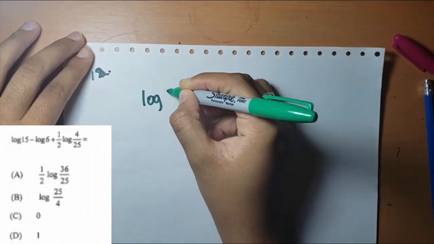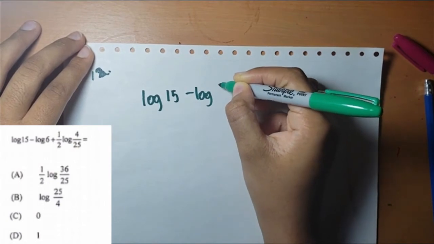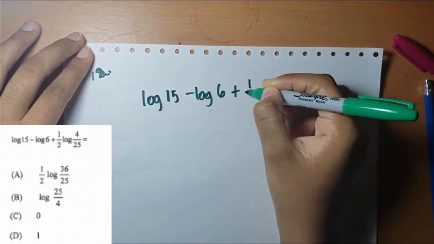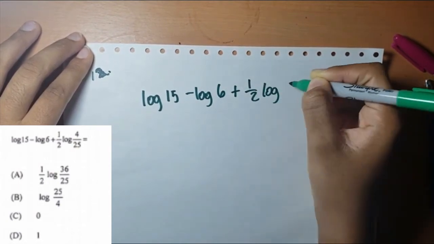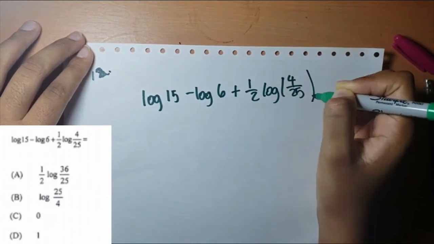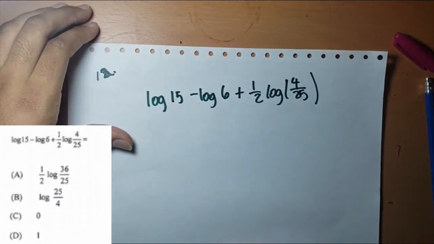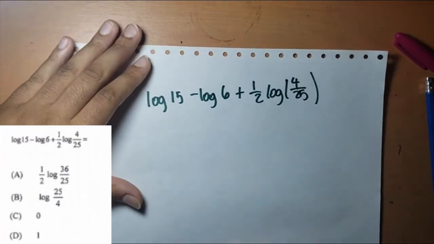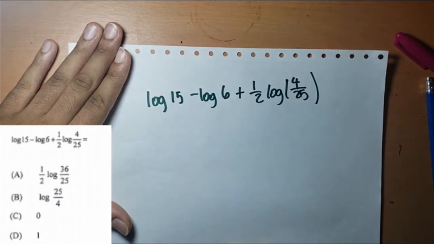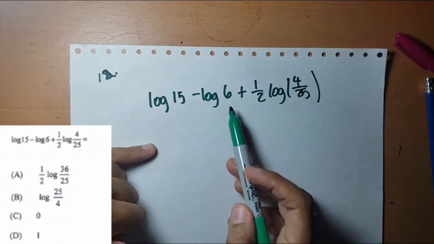Log 15 minus log 6 plus a half log 4 over 25. So we're basically being asked to combine logs. As you can see, they're asking us to combine logs quite a few times in the exam, so it's very important that you know all these rules. So let's start with this first.